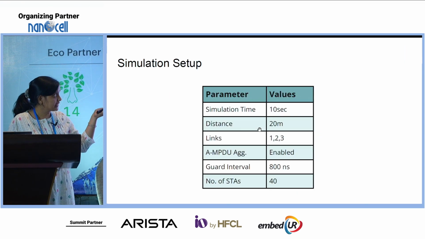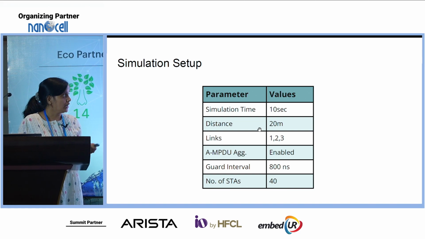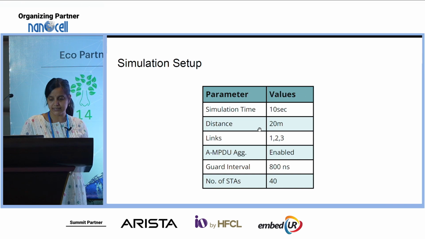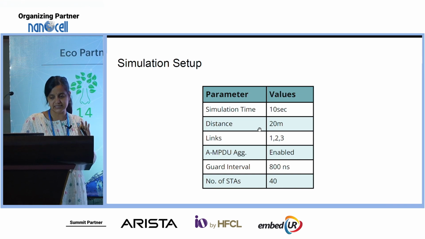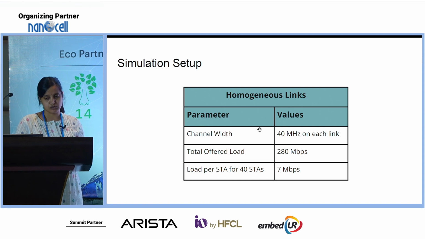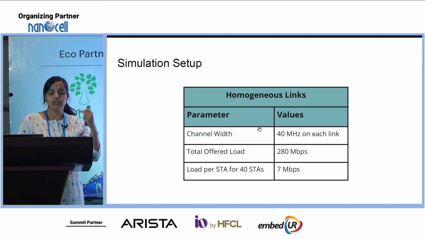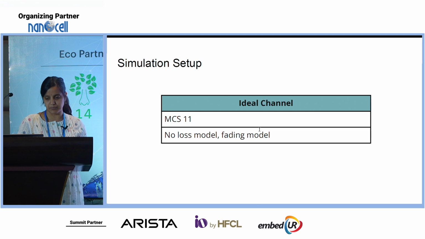The simulation setup is the following: we have a simulation time of 10 seconds. We have 3 links and we have aggregation enabled, and the number of stations is from 10 to 40. This one is about 40 stations. The channel width is 40 megahertz on each of the links. The total offered load is 280 Mbps, so for each station we have a load of 7 Mbps.